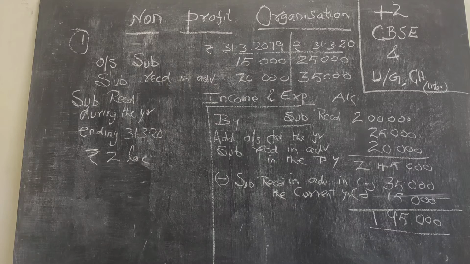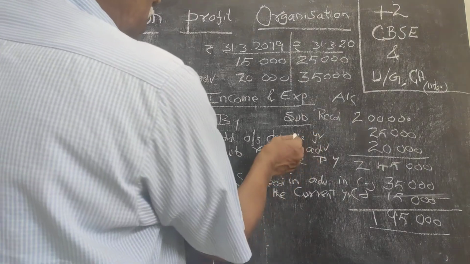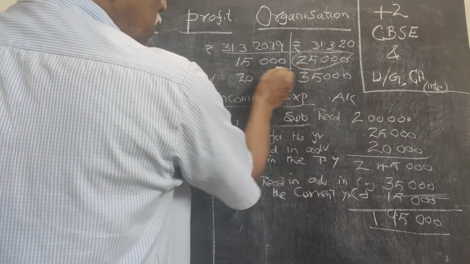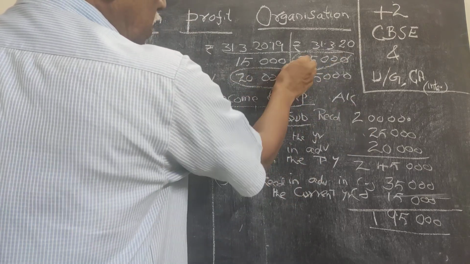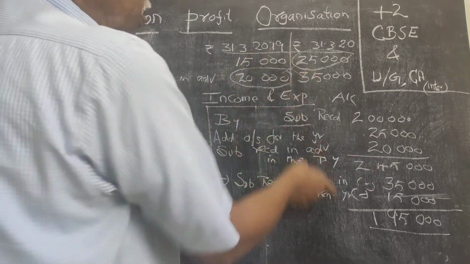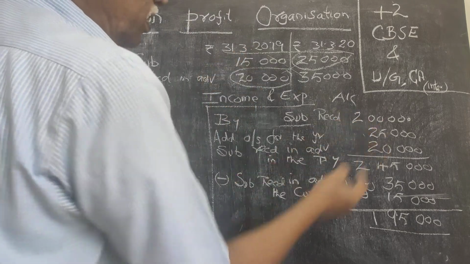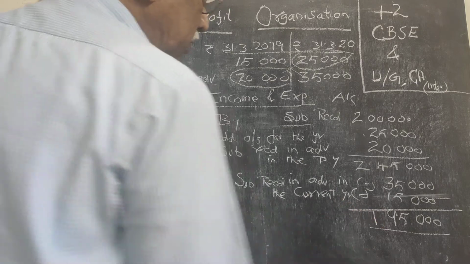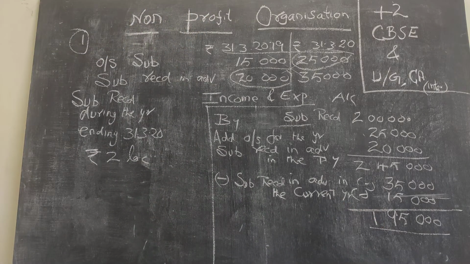So I repeat again, subscription received during the year is taken from the receipts and payments account. Here it is given 2 lakhs, so I have taken 2 lakhs. Take into account the subscription outstanding for this year, 25,000, and subscription received in advance. These 2 things you take here. The remaining 2 things are not for this year but for the earlier year and for the next year. So reduce it.